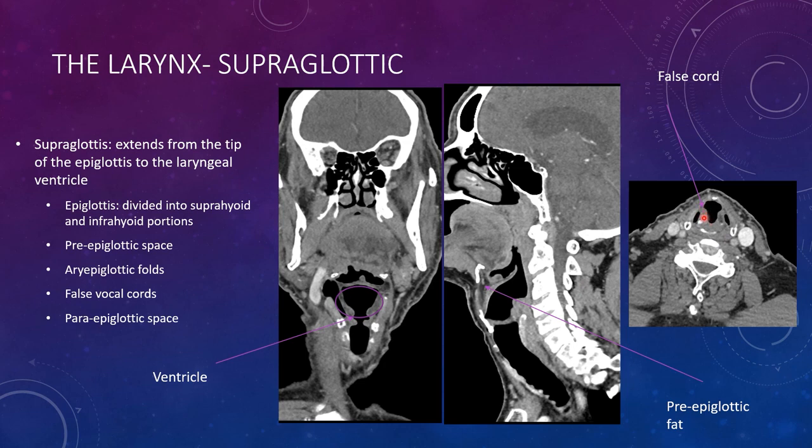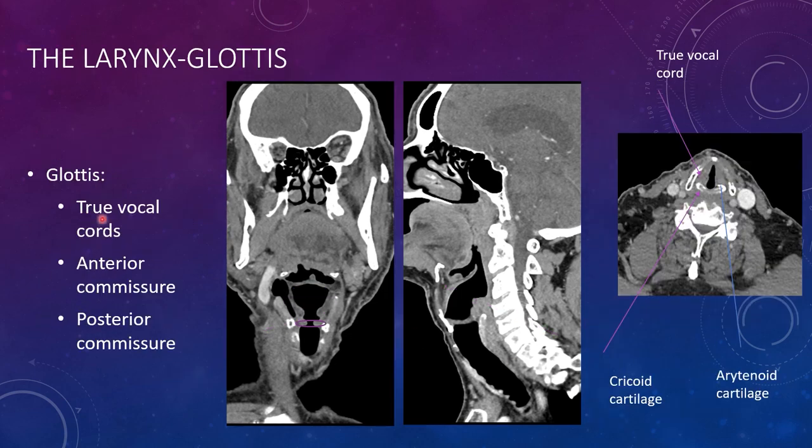And here's that false chord on axial view. You're looking for fat density. The false chords are fatty. So you get to the glottis, you have the true vocal cords, the anterior and posterior commissures, which makes sense. It's where they meet in the front and the back. So anterior commissure, posterior commissure.